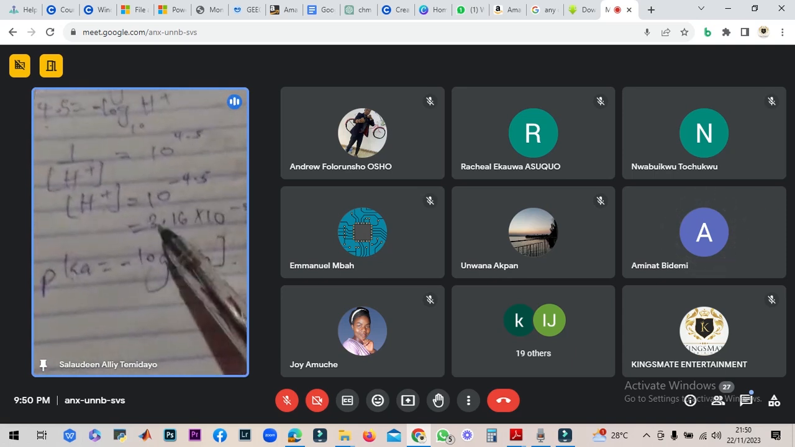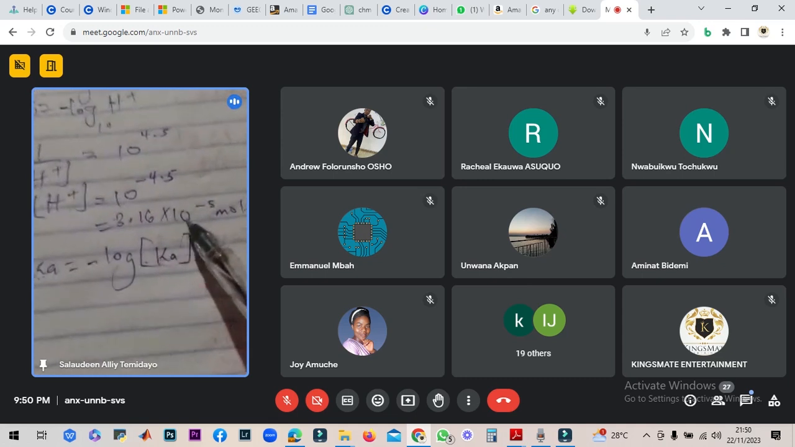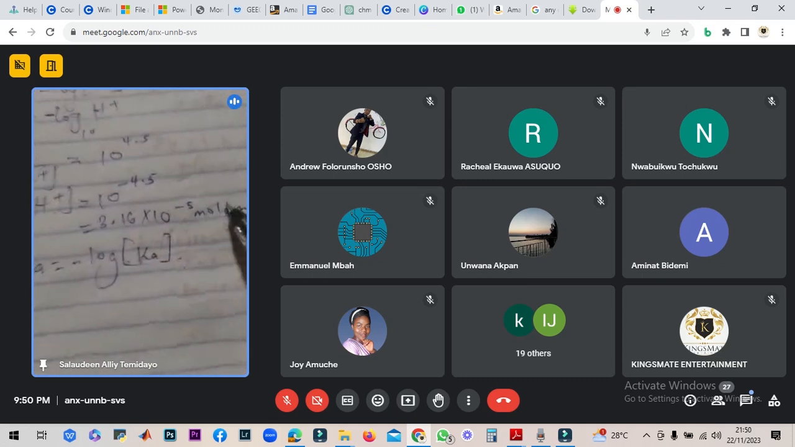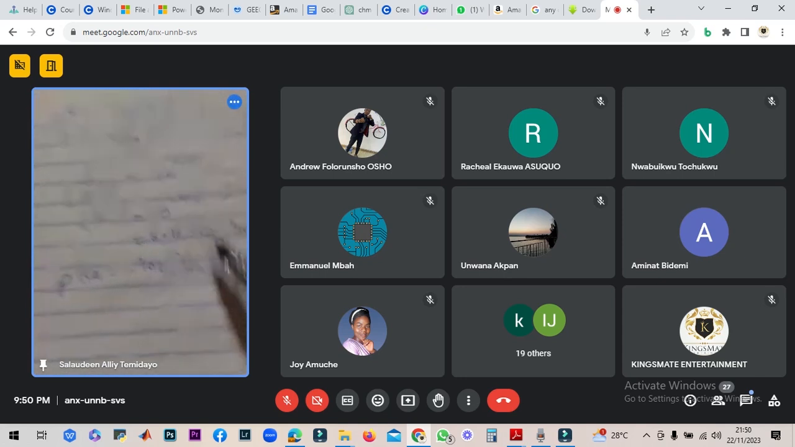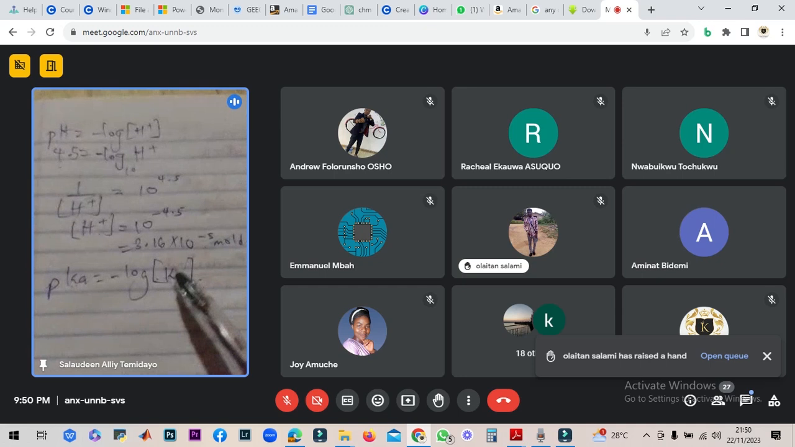So by doing the math here, I got my answer. We got 3.16 times 10 raised to power minus 5 moles per dm cube, or molar. That is the value for this one. This is how to calculate the pH.